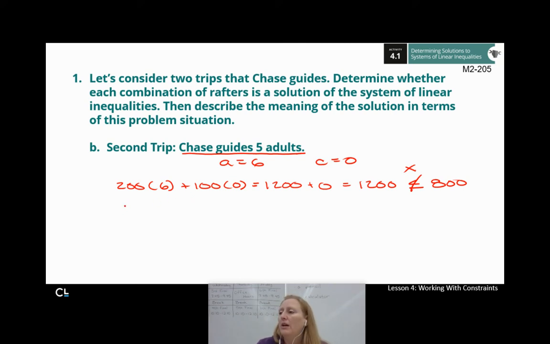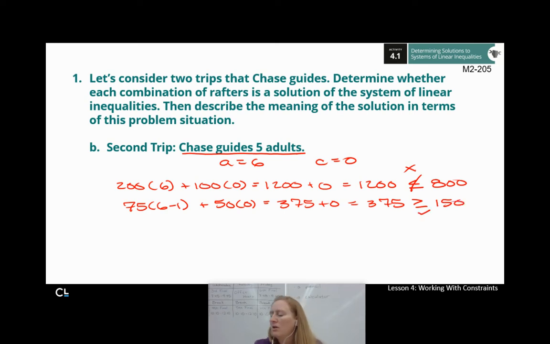What was that? $75. Whoopsie. $75 times 6 minus 1 plus 50 times 0. 6 minus 1 is 5. I need my calculator. 5 times 75 is 375 plus no kids. So, I mean, the money works. It's $375 is greater than or equal to 150.